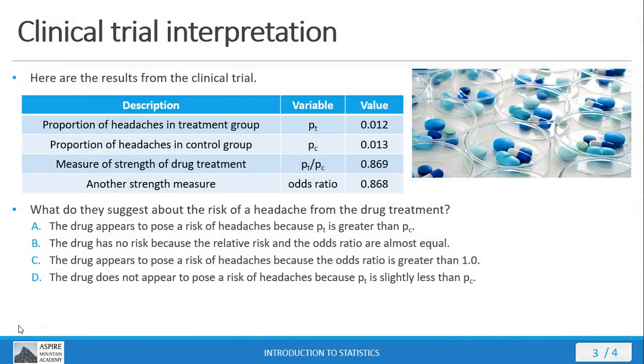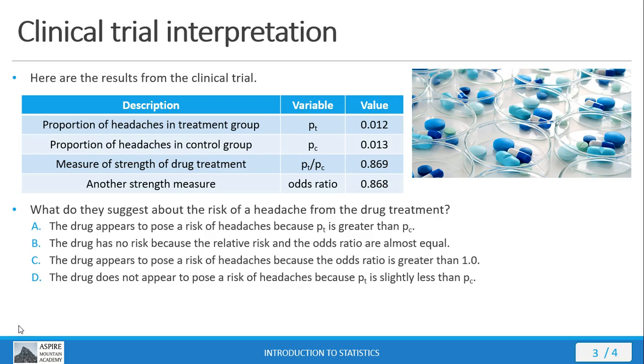So now the last part of this problem usually asks you for some sort of real-world interpretation. Here I've got in the table the results from the clinical trial. These are the values that we just calculated on the previous slide. The question that's asked for the interpretation is, what do these results suggest about the risk of a headache from the drug treatment? And you're given 4 different options to choose from.